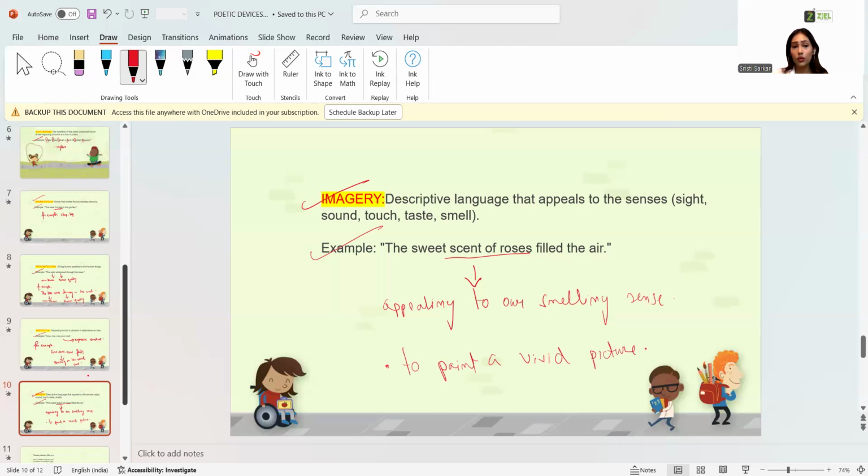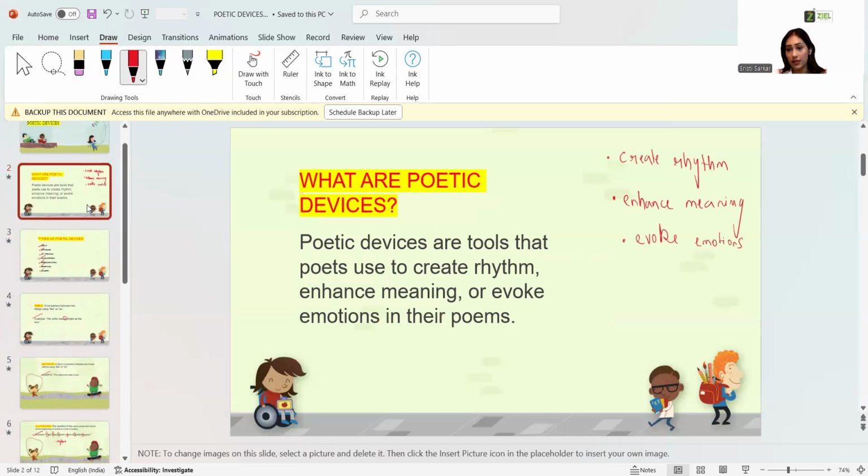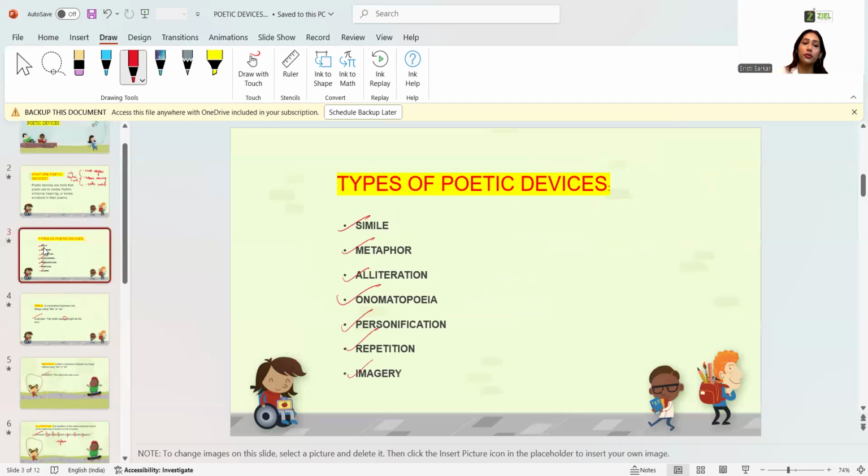Okay, so let's take a quick recap. In today's class, we learned about what poetic devices are, why they are used, and we learned about these poetic devices: similes, metaphors, alliteration, onomatopoeia, personification, repetition, and imagery.